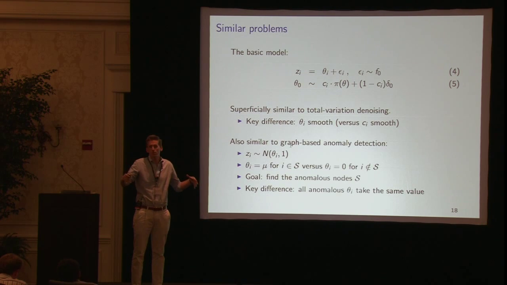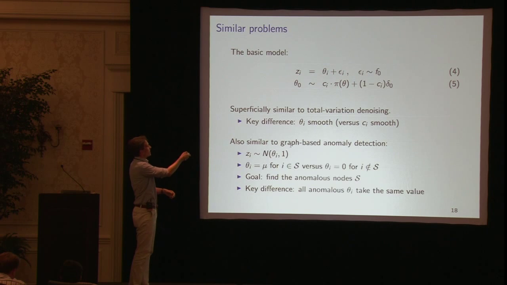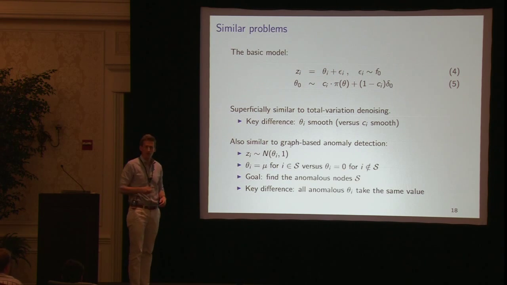I could have a whole bunch of adjacent test statistics, some of which are very negative and some of which are very positive, that average out to 0. And total variation denoising would not find that plateau, and this would. So there's a very significant difference between saying the theta i is smooth versus the c i is smooth.